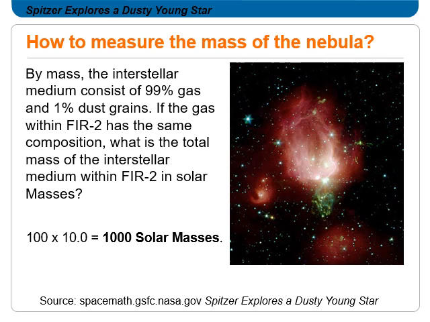By mass, the interstellar medium consists of 99% gas and 1% dust grains. If the gas within FIRS 2 has the same composition, what is the total mass of the interstellar medium within FIRS 2 in solar masses? The answer is found trivially. If the 10 solar masses is only 1% of the total mass, then the total mass is 1,000 solar masses. The collapse of nebular regions and the formation of stars is an active area of research in astronomy.